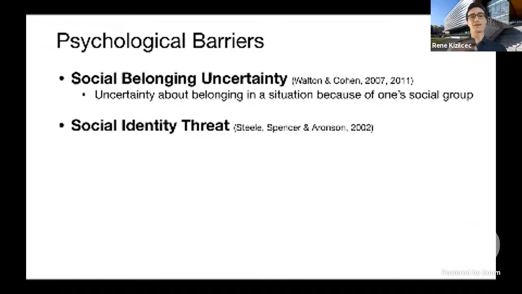Secondly, social identity threat, the worry about being seen negatively in light of one's identities, right? So I might enter an environment where I'm concerned that people will see me in light of my identity, and based on that, they will maybe discriminate against me, or they will see the successes I have in a different light, right? Or they'll treat me differently.